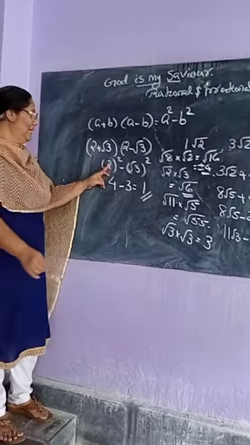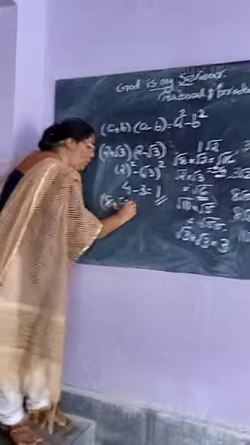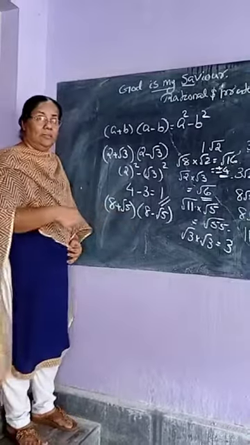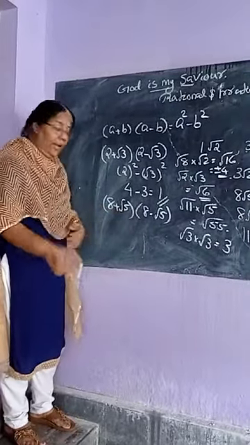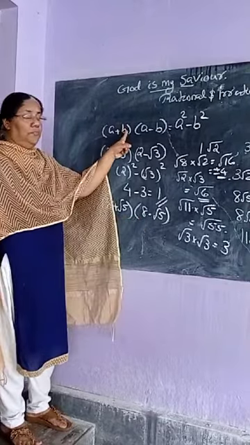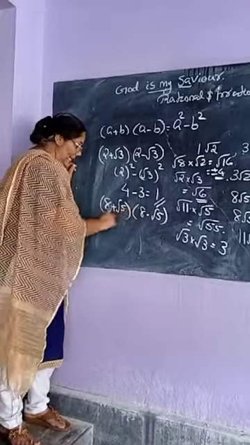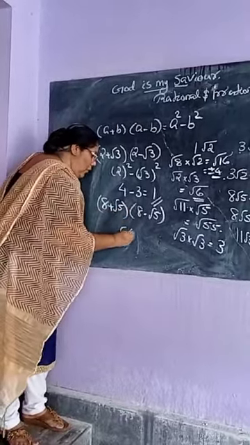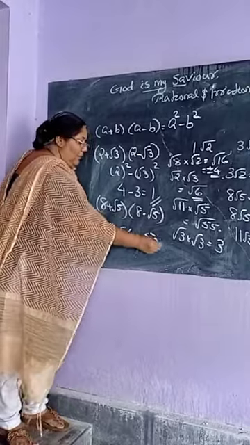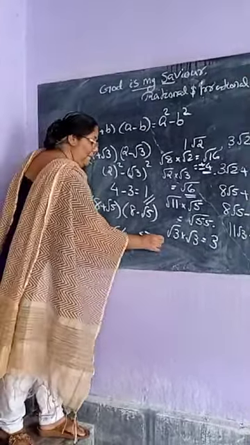Understand? Once again, 8 plus root 5 into its conjugate, 8 minus root 5. Only then can we apply this method. Okay? Then 8 plus root 5 into 8 minus root 5 is of this form. Then how can you do it easily? 8 into 8, 8 8s are 64, minus root 5 into root 5, 5. What is 64 minus 5? Very good, 59.